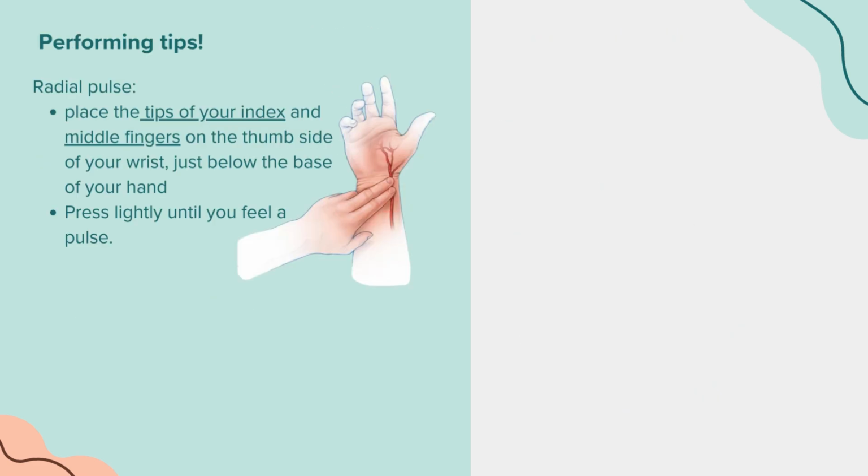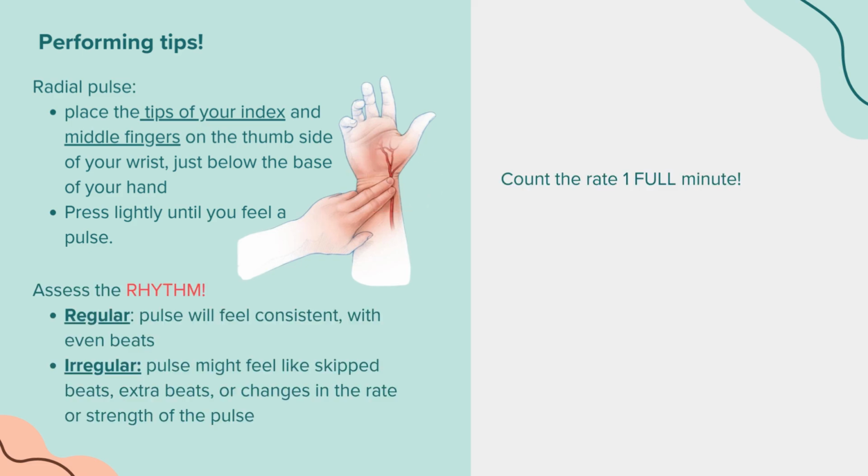Performing tips: locate the radial pulse by placing the tips of your index and middle fingers on the thumb side of your wrist, just below the base of your hand. Press lightly until you feel a pulse. Count the rate for 1 full minute. Next is to assess the rhythm. A regular pulse will feel consistent, with even beats. An irregular pulse might feel like skipped beats, extra beats, or changes in the rate or strength of the pulse.